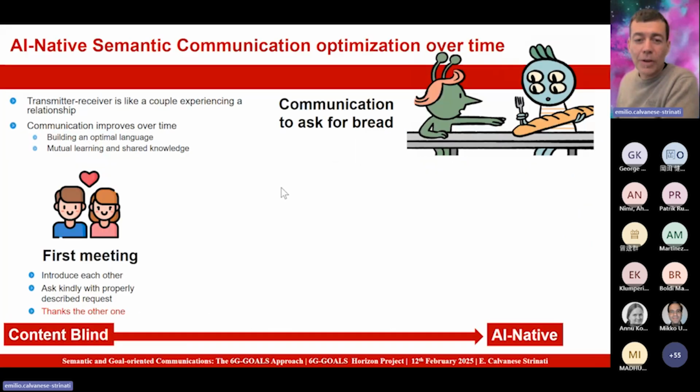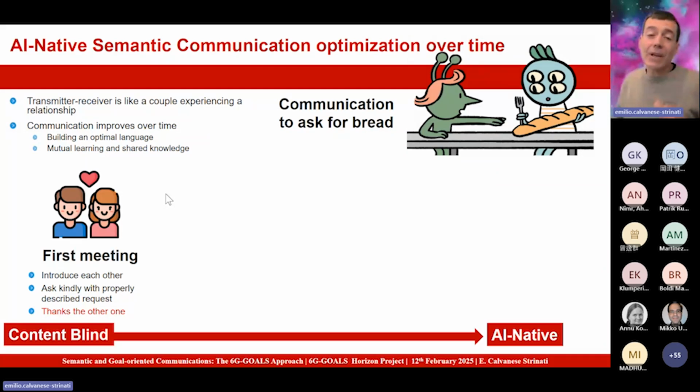And actually, to close this presentation, I would like to bring you the flavor of what we have on this continuous training in semantic communication. It is like a couple sharing a piece of bread. That's a very classical case in a French setting, where at the first meeting, they introduce each other very precisely, very candidly. They probably describe what they want, and they thank each other after the exchange.